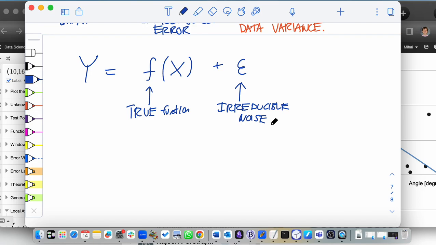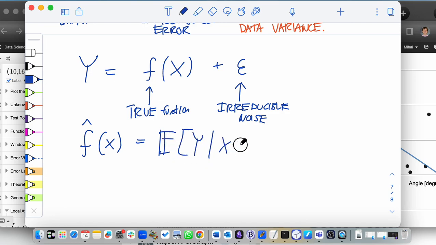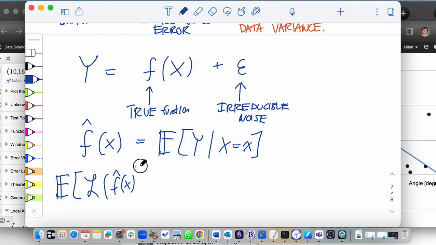So in the dice, we only had the epsilon, right? We had y as epsilon, there was no x. And now we have this f of x, which is the true function. And we want to find the best possible estimator. F hat of x is the expected value of y given x equals x. And y is the expected value of the best one, again, because you can apply the exact same argument we did before. In general, the expected value of the square loss for any f hat of x.